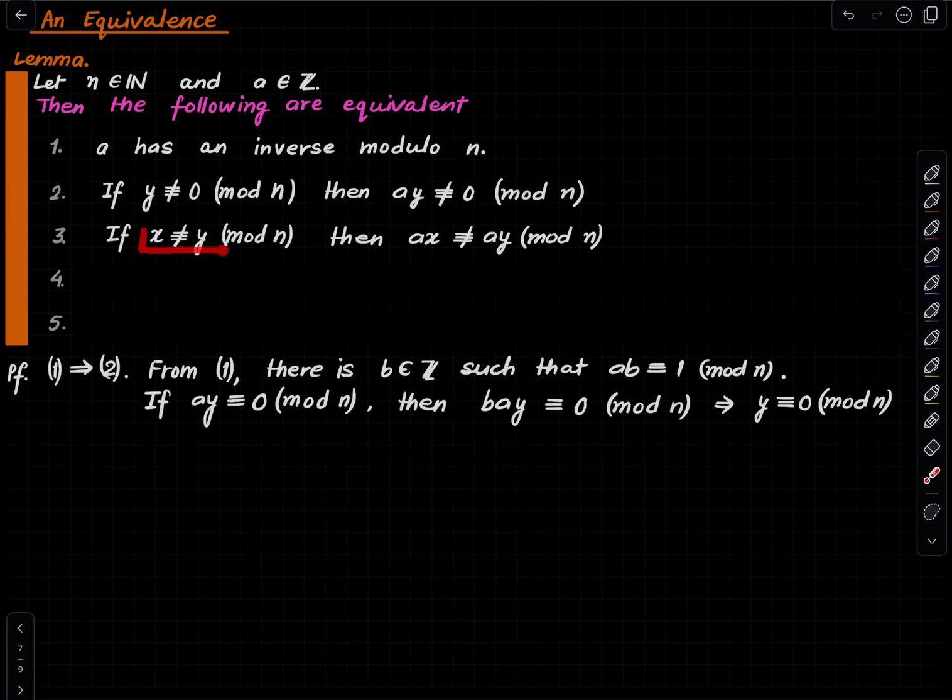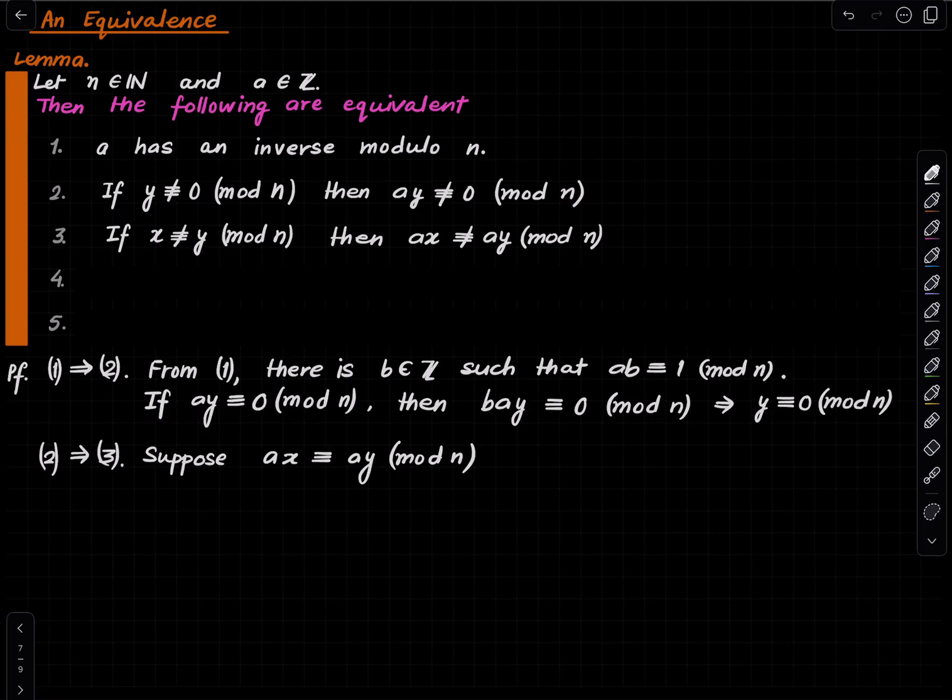If x and y are mutually incongruent modulo n, then ax and ay are also mutually incongruent modulo n. So we want to show that 2 implies 3 this time. So to do that, suppose ax is congruent to ay mod n. We want to show that x is congruent to y modulo n. That will prove 3. We are given 2, we will use 2.